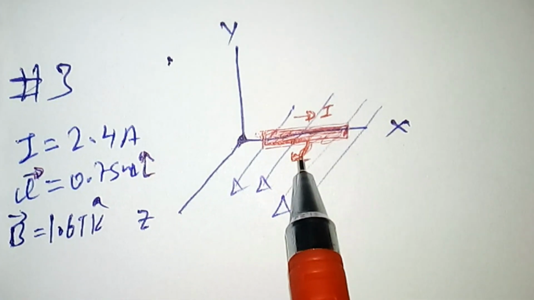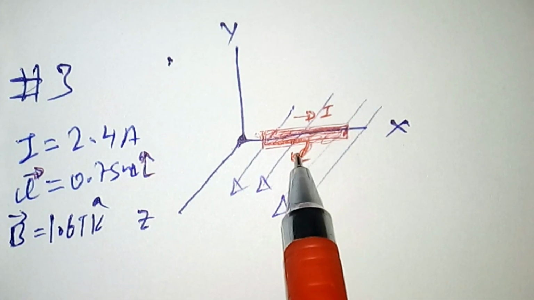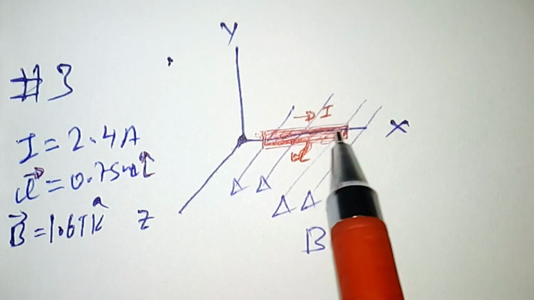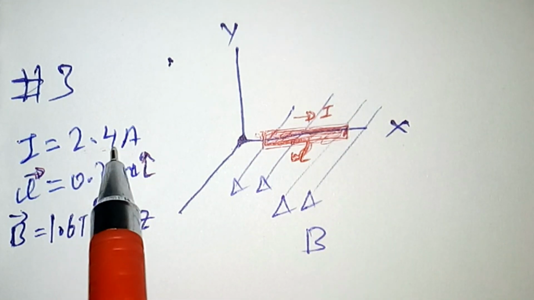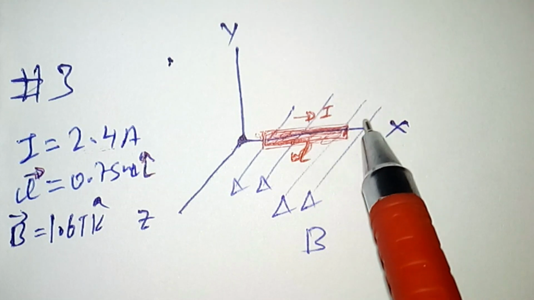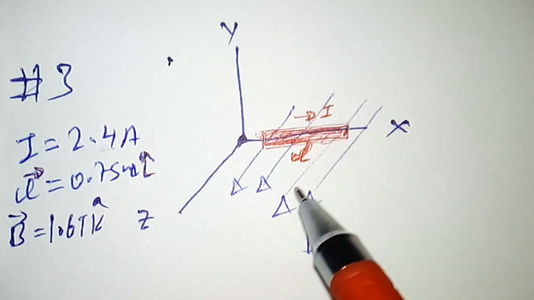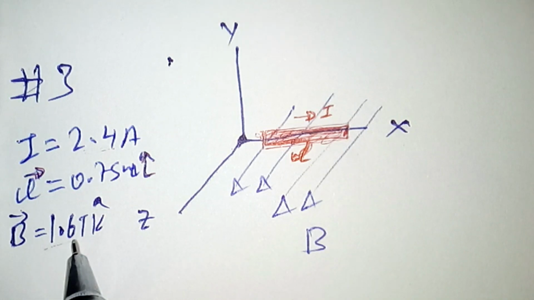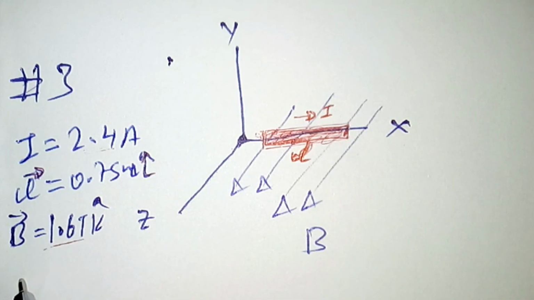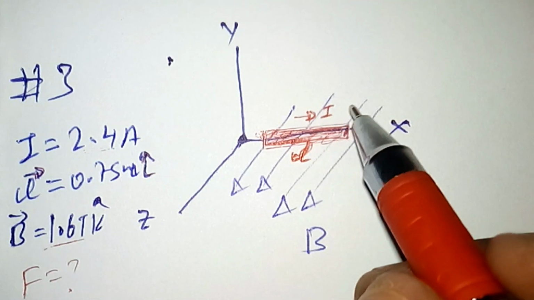A wire of length L, 0.5 meter, laying along the x-axis carrying a current of 2.4 ampere is in a magnetic field which is laying along the positive z-axis. The strength of the magnetic field is 1.6 Tesla. Then what will be the magnetic force on the current carrying wire?